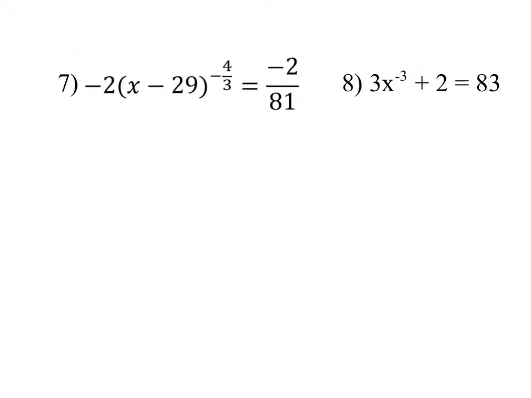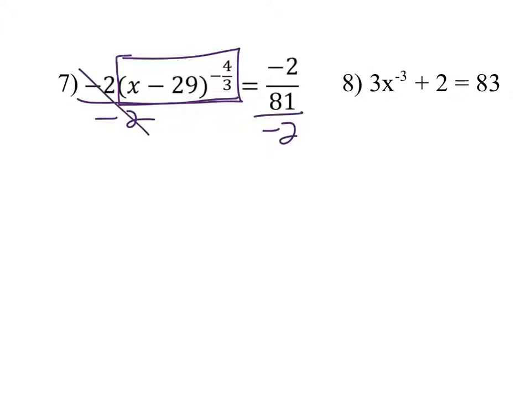All right, so what is being raised to the negative 4 over 3 power? Well, it's all this, anything in parentheses. So this negative 2 needs to be gotten rid of. So it's x minus 29 to the negative 4 over 3 power equals negative 2 divided by negative 2 over 81, divided by negative 2, which we know is 1 over 81.